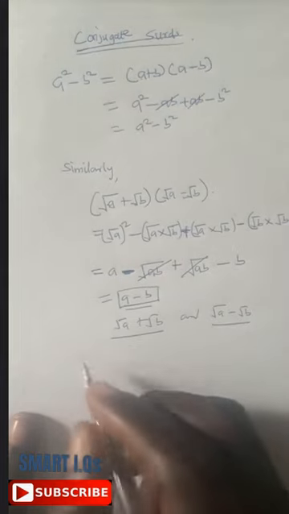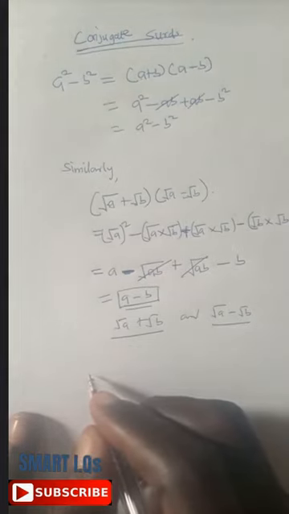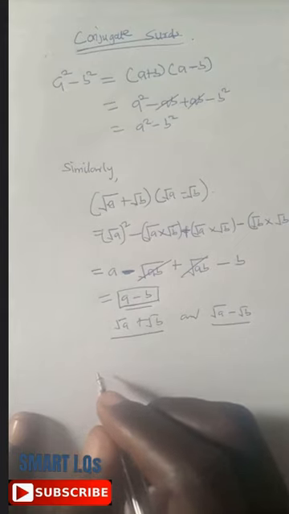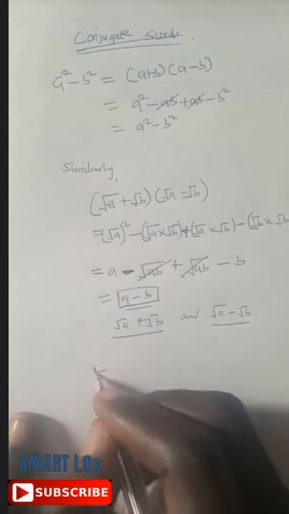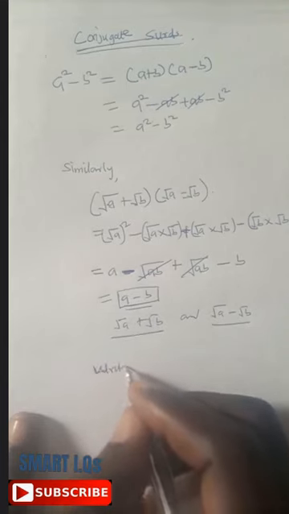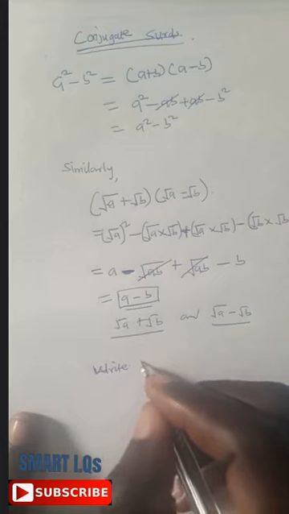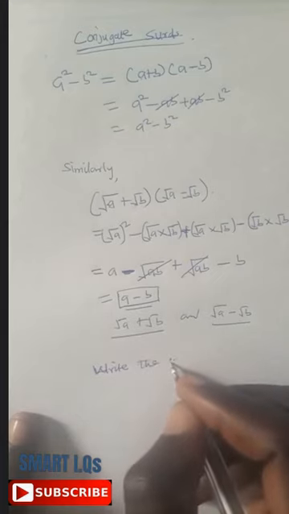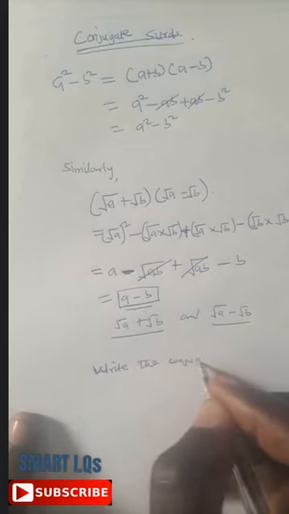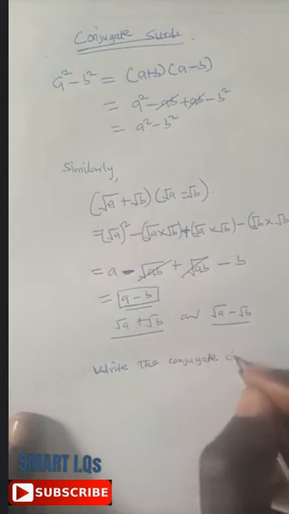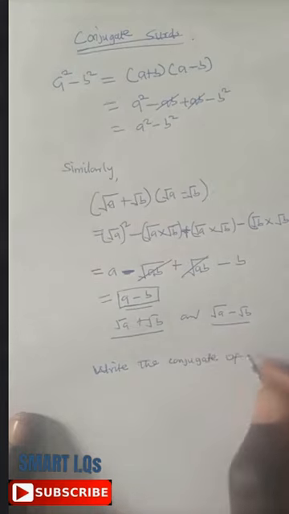So let's have an example. You can be asked to find or write down the conjugate of a certain number or certain surd. Let's say we are to write the conjugate of the square root of 3 minus the square root of 2.